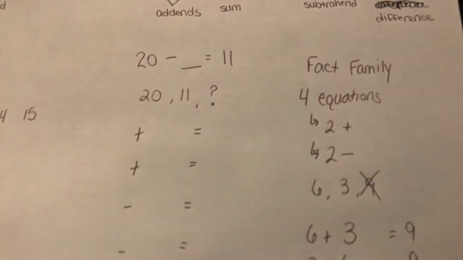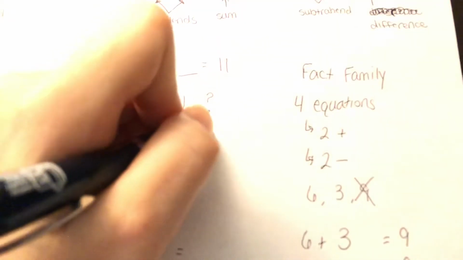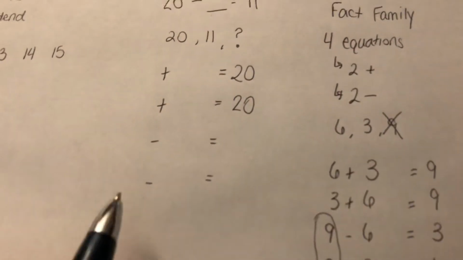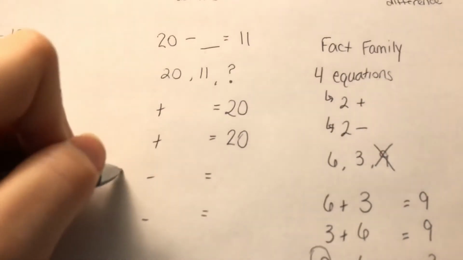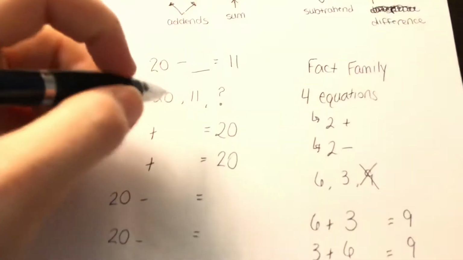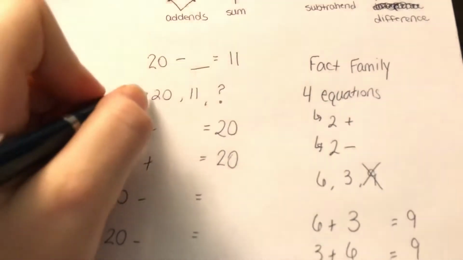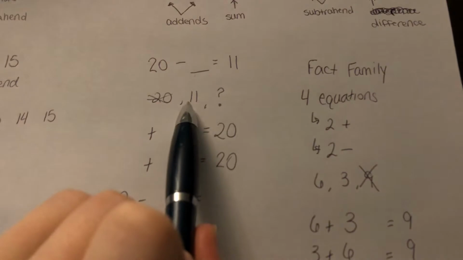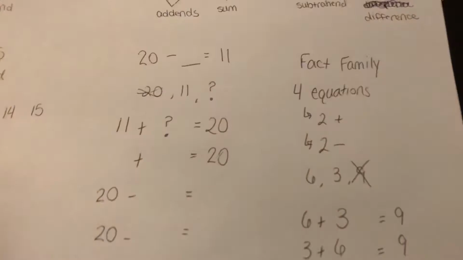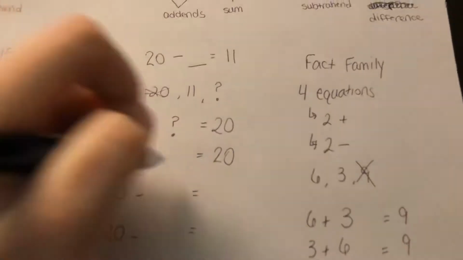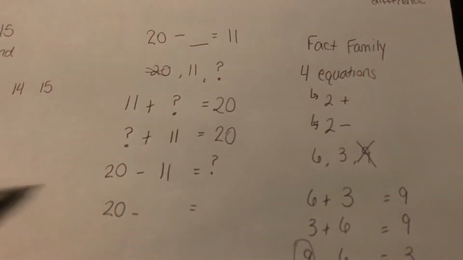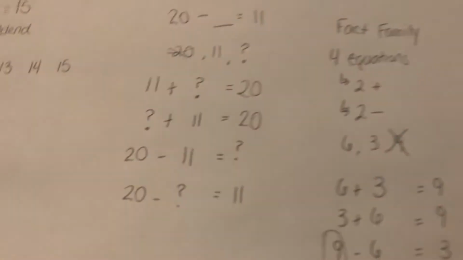I know that at the end of an addition problem, the biggest number is always last. That's where my 20 goes. I know that at the beginning of a subtraction problem, the 20 is first. So that's where it goes here. Now the other 2 numbers, I've already used my 20. So now I just need to look at my 11 and my question mark. I'm going to write my 11 plus something equals 20. My something plus 11 equals 20. 20 minus 11 equals something. And 20 minus something equals 11.